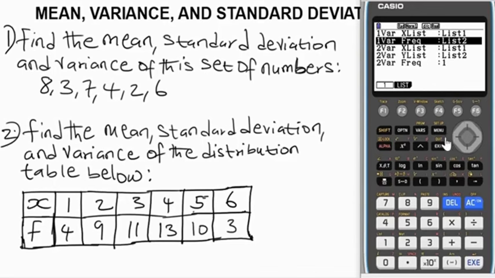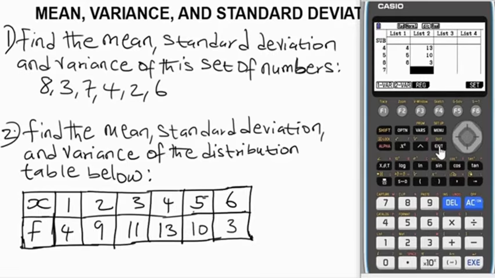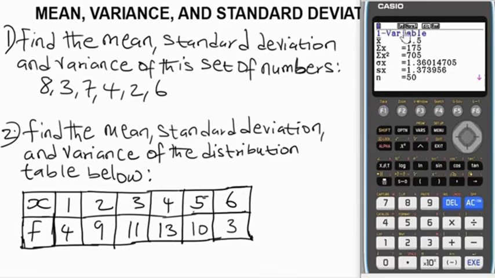Let's go back to the variable menu. Okay, press F1 now for one variable and you get the answer. So this is the answer. We have the mean to be 3.5. We have the standard deviation to be 1.360147005. It's as simple as that, guys.